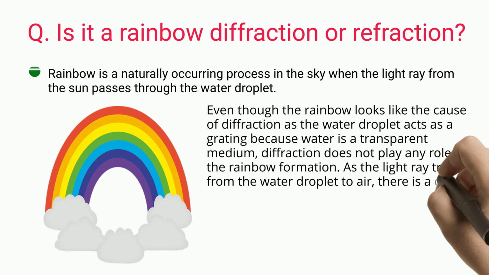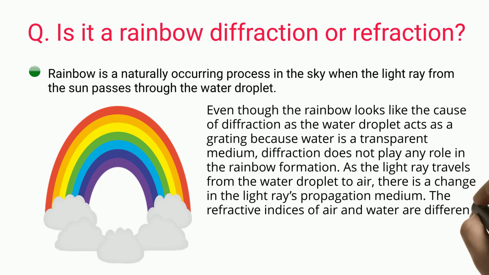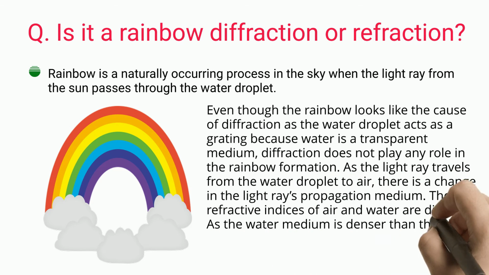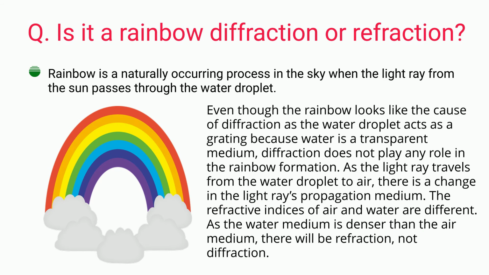As the light ray travels from the water droplet to air, there is a change in the light ray's propagation medium. The refractive indices of air and water are different. As the water medium is denser than the air medium, there will be refraction, not diffraction.